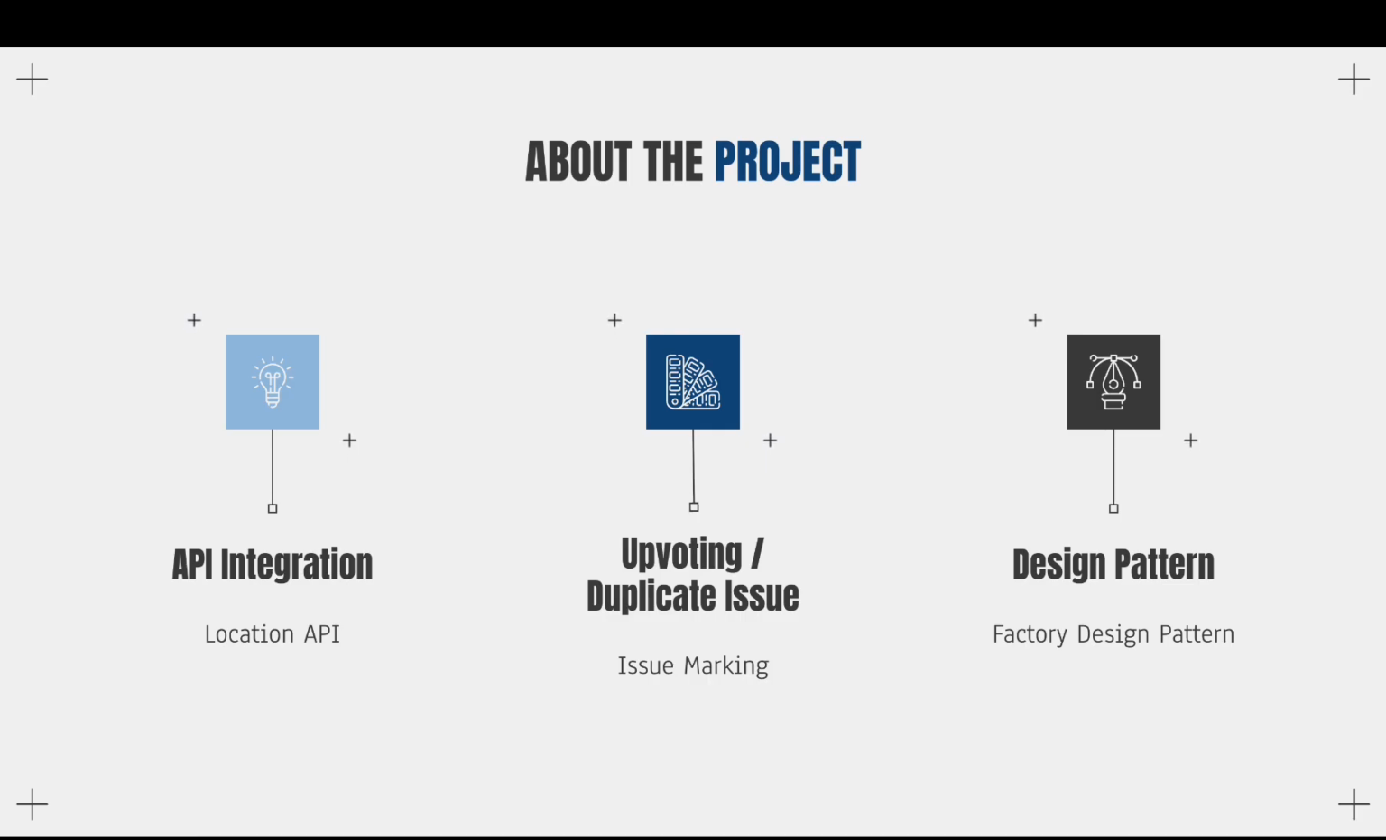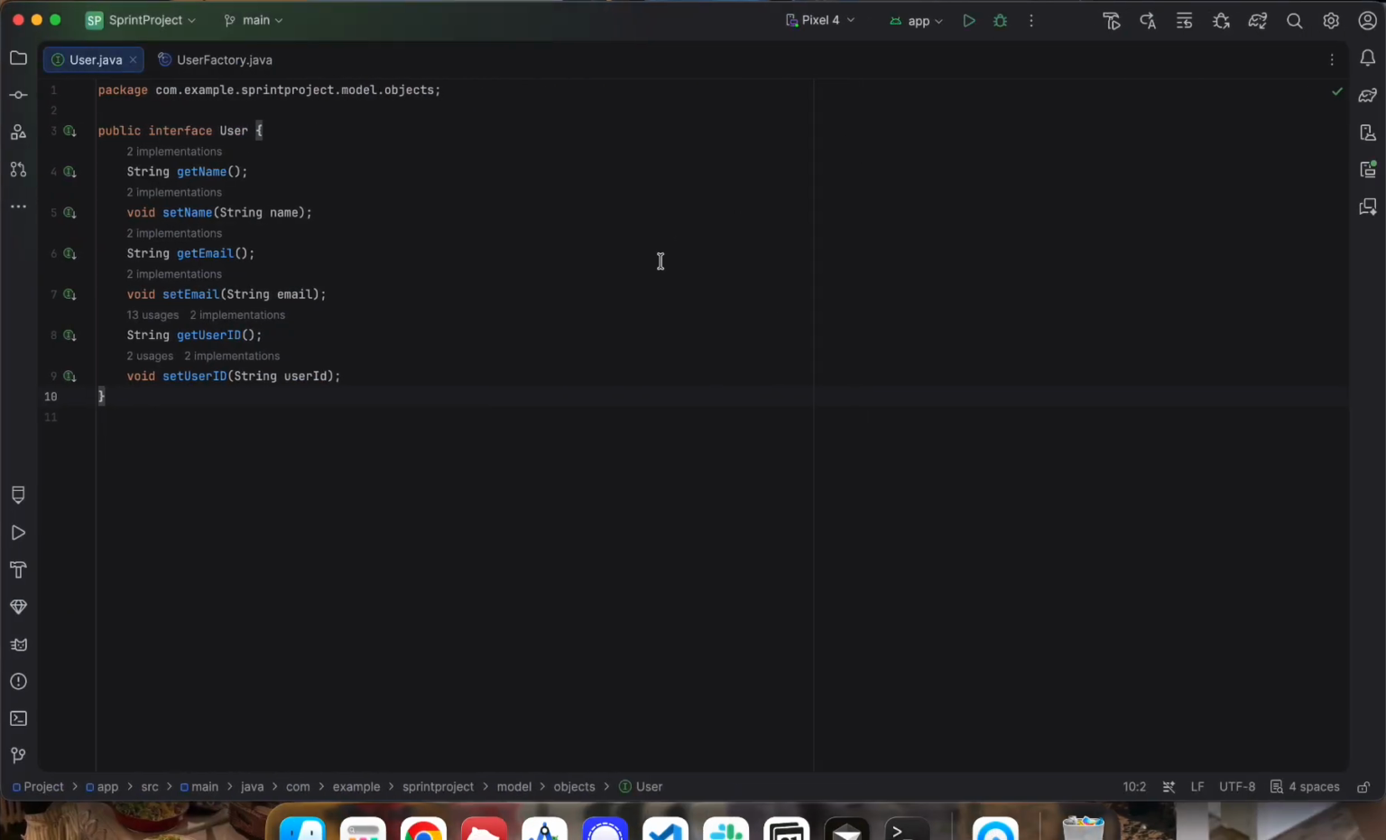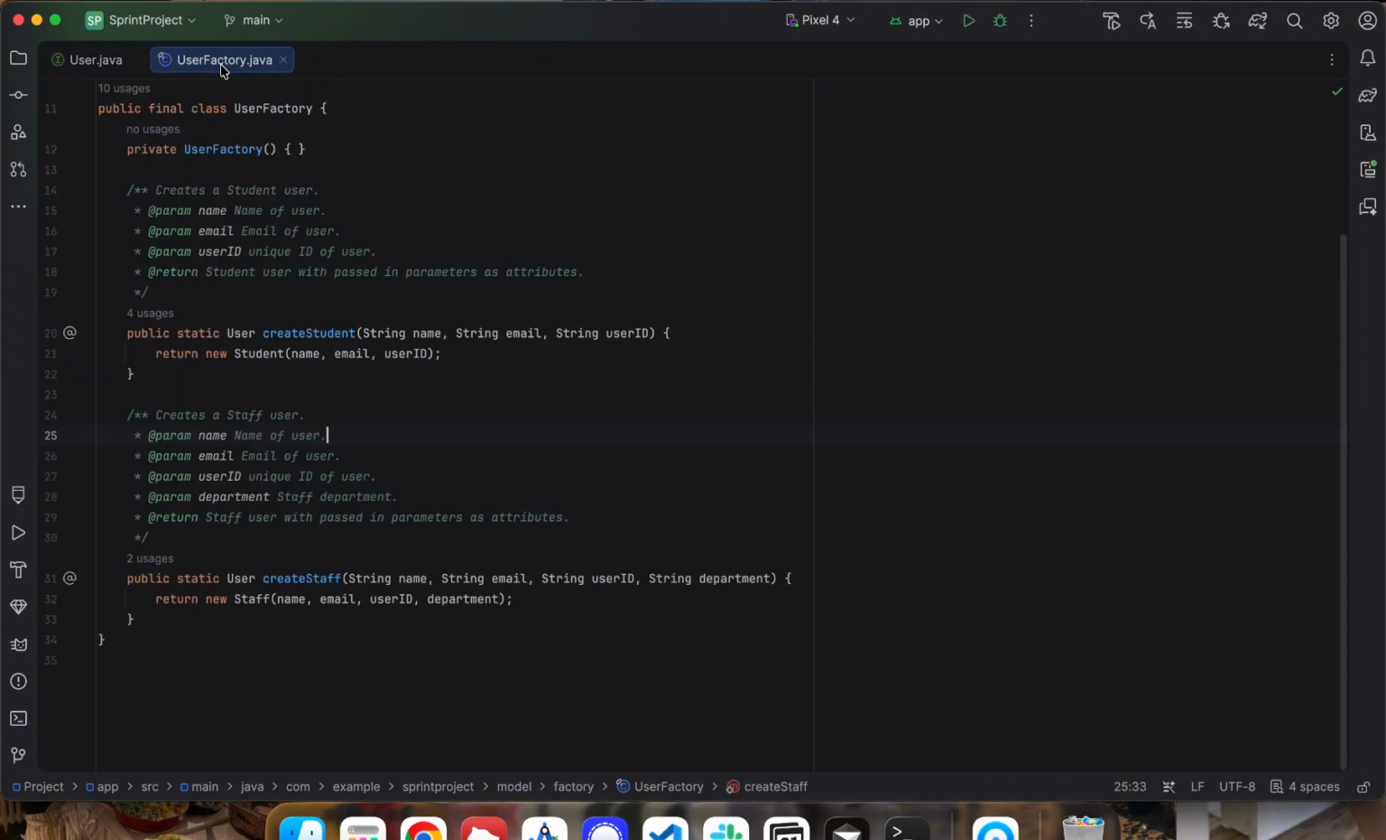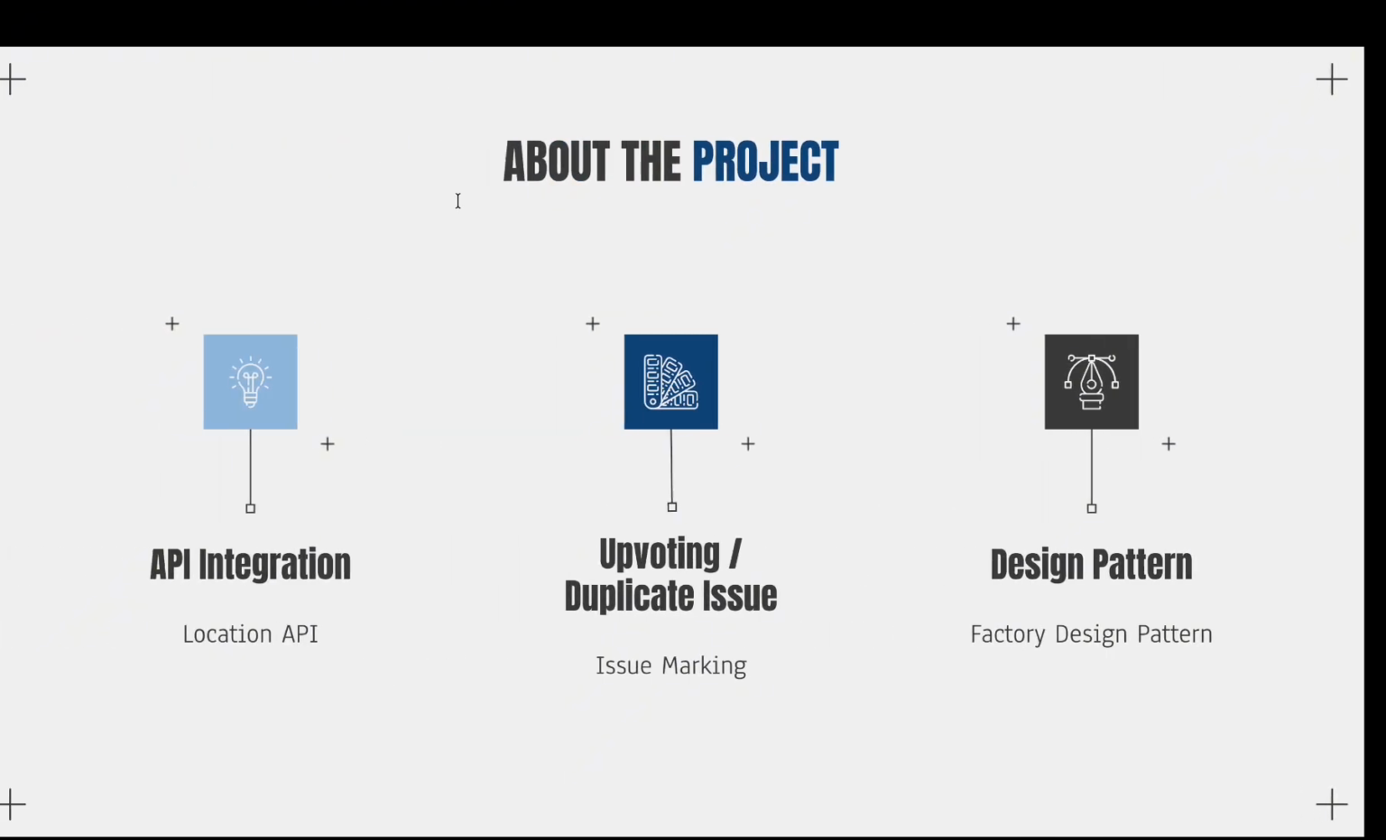For the design pattern, we implemented the factory design pattern, which can be seen right here. For the factory design pattern, we have a user interface, and then we have a user factory, which creates a student and creates a staff. For the student and staff, that is going to be the dynamic type of the objects created, while user is the static type of the objects created. And this is helpful because within the code, if you ever want to just access it generally, you can use user instead of having to go into either student or staff. And this is the factory design pattern.